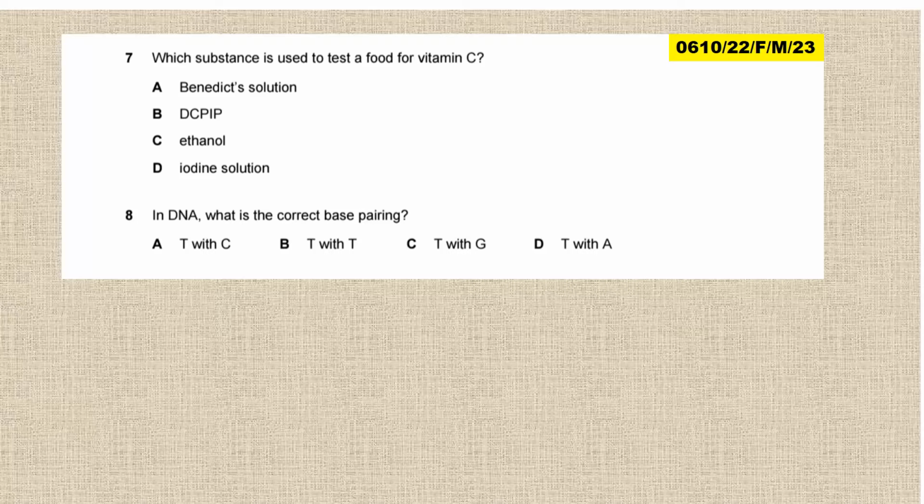Let us look at this paper 2, variant 2, February-March 2023. Which substance is used to test for vitamin? So what is used to test for vitamin is DCPIP.